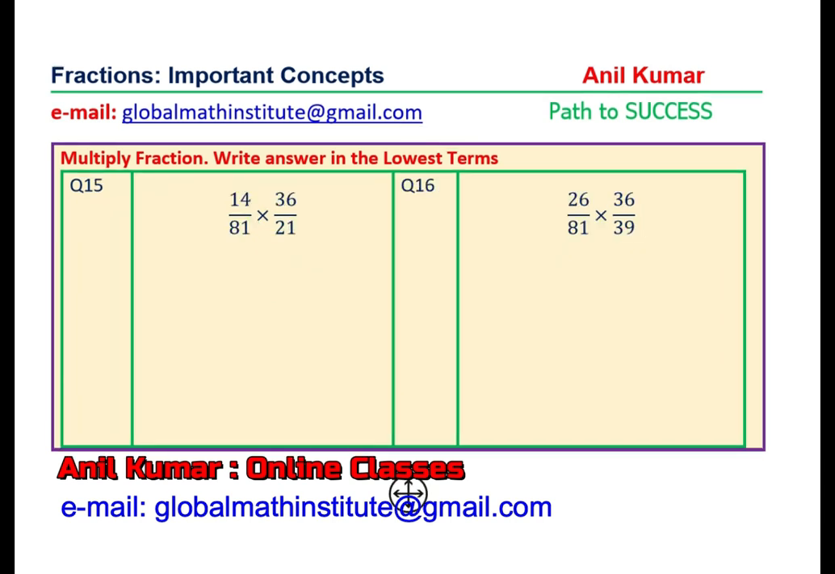Perfect. Question number 15 and 16 for you now. 14 over 81 times 36 over 21. So 14 and 21 are 7 times 2 and 7 times 3. So we can divide this by 7, right? And 36 and 81. Well, that reminds me, 9. So we can divide this by 9, 9 times 4 and 9 times 9. So we get what? 4 times 2 as 8 and 9 times 3 as 27 as our answer for question number 15. Perfect. I hope you are now doing as fast as I am doing, or maybe faster, right?